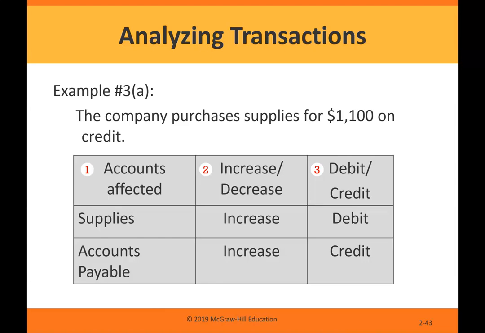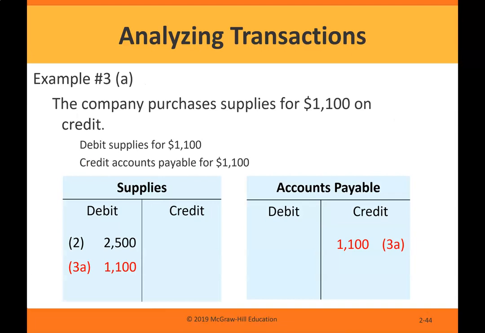Supplies is an asset account. When you increase an asset account, you debit it. Accounts payable is a liability account. When you increase a liability account, you credit it. And now the supplies go in at $1,100 and the accounts payable go in as $1,100.